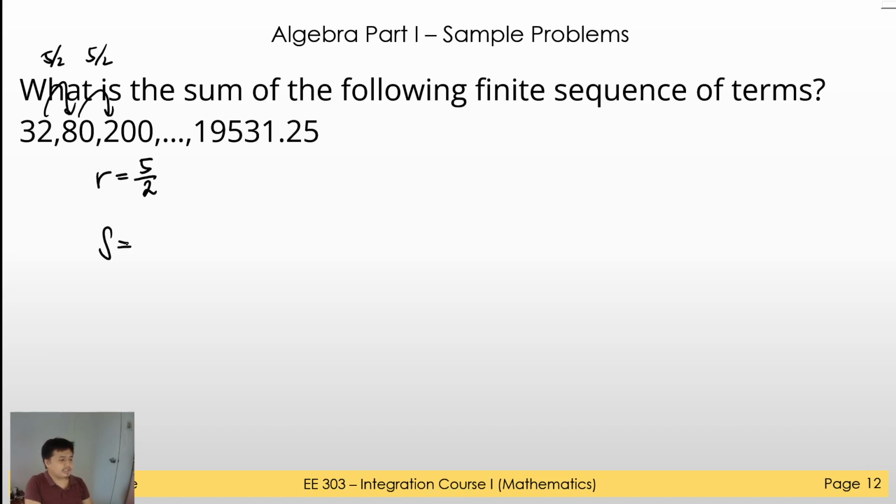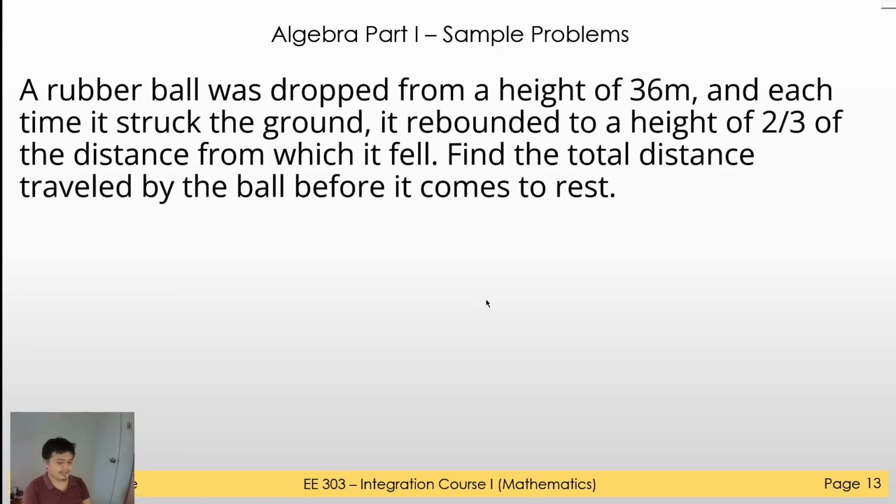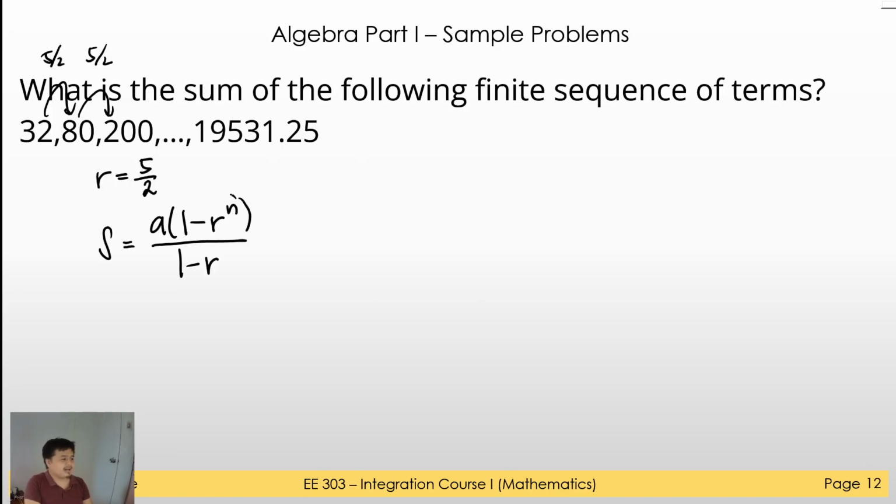So for the sum of a finite sequence of terms in a geometric series, this is equal to a times 1 minus r raised to n over 1 minus r, right? Is that right? Okay, that is correct. And since we do not have a given n, we don't have a given number of terms, we have an alternative formula. Since we know the last term, we have another formula, the last term is a times r raised to n minus 1.